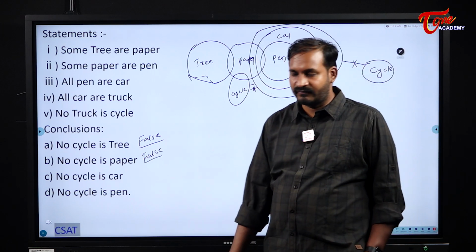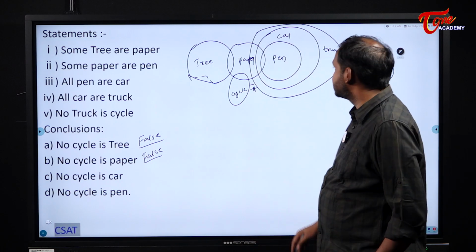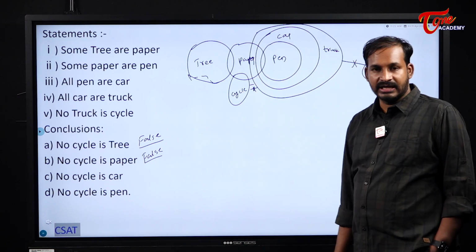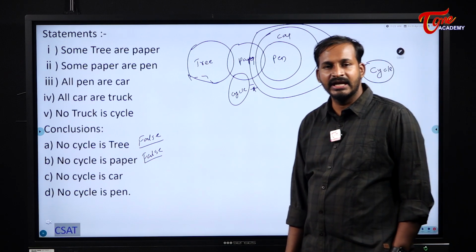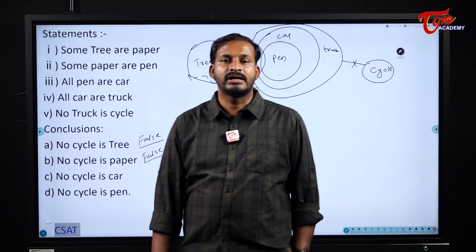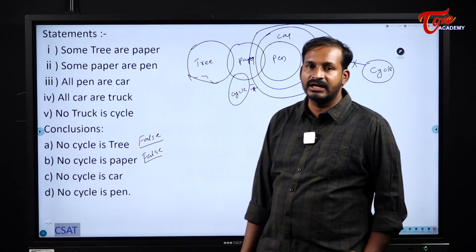So the first two became false. Now come to the third one. No cycle is car. According to the basic diagram, that is true. But a negative conclusion, what we will do? We will try to make it false by drawing an alternate diagram.